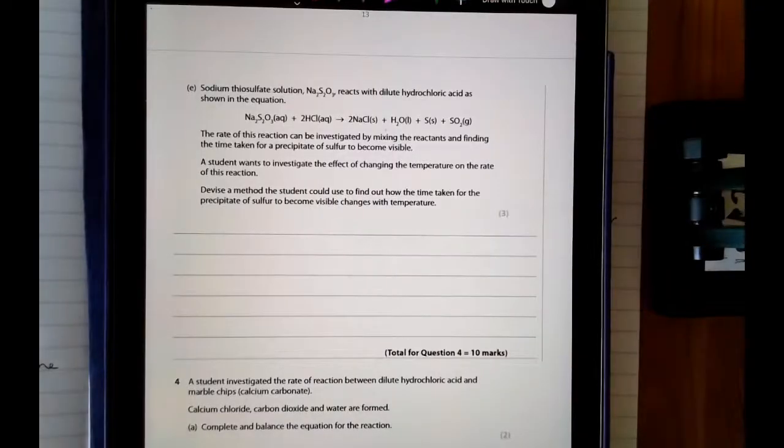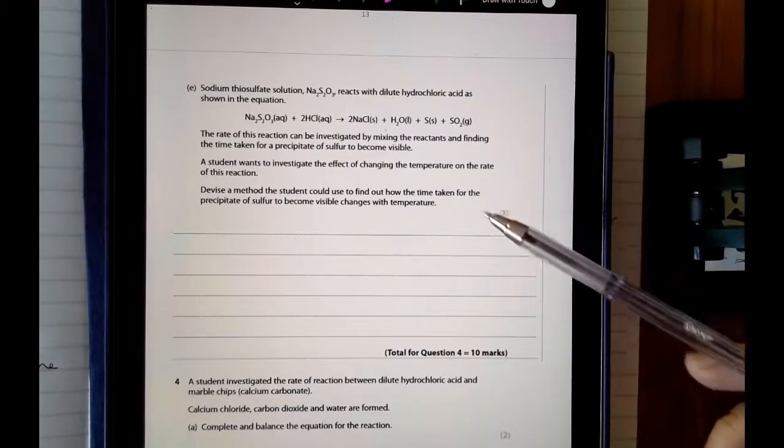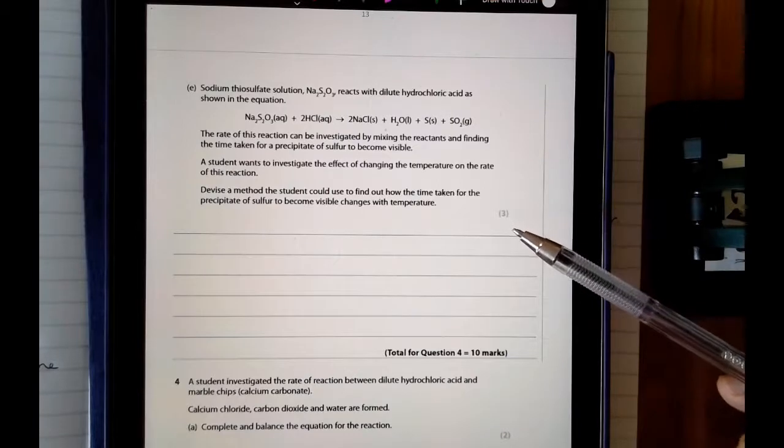Another application of this disappearing cross method can be seen in the following exam question. In this case, a student wants to do the same reaction, but wants to carry out the reaction at different temperatures, and wants to see what effect temperature will have on the rate of the reaction. Have a look at this question and see how you might answer it. It is for 3 marks.